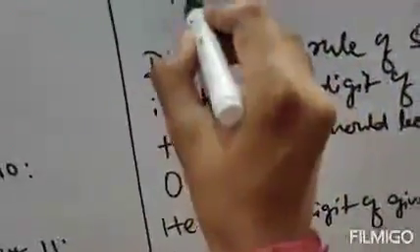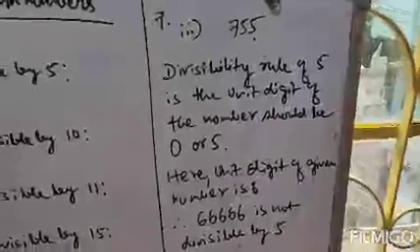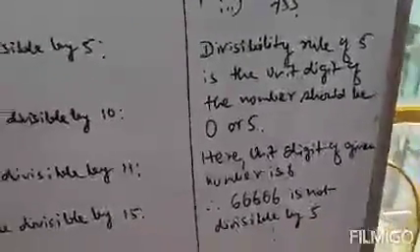Next question is 755. So I am erasing this. So next question number 3, 755. Clear? So clearly the unit digit is 5. Unit digit is 5. Therefore, according to the divisibility rule of 5, this number is divisible by 5.